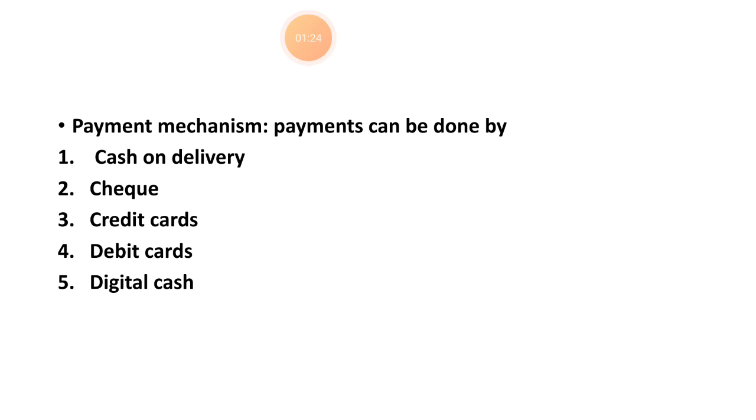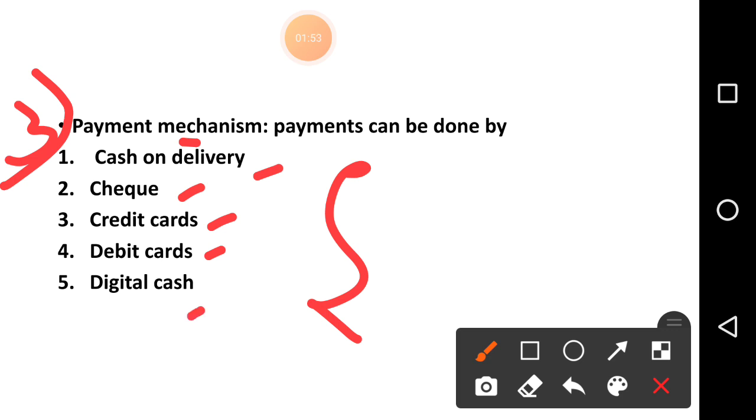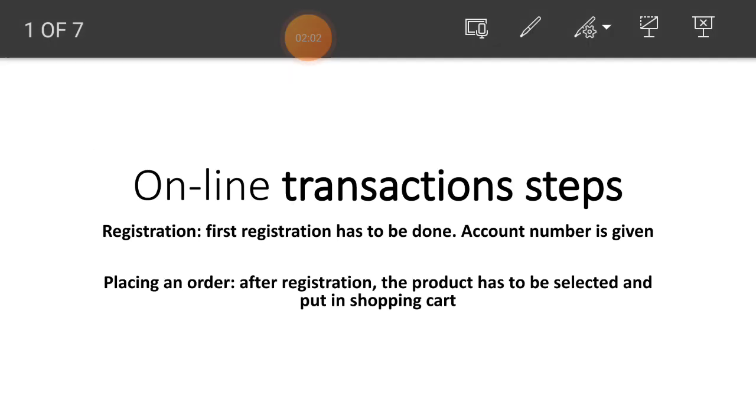Next, third step is the payment mechanism. Next you have to pay the money. Payments can be done in any of these ways. Cash on delivery: once the delivery is done, then you pay the cash. Second, you can do it by check: you write how much money, and put your account number and signature on the check. Then some people use credit cards, debit cards, then digital cash, that is transferring the money from your account to the seller's account. So this was a 4 marks question, very easy, very simple.